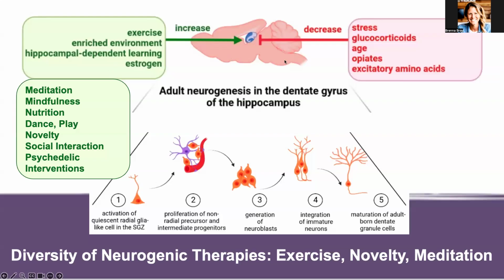Now, this is a rat brain that we're looking at here, and this is the hippocampus right here. It's just a figure of a rat brain. And on the right, we're also seeing different factors that can decrease neurogenesis. So stress, glucocorticoids like cortisol, age, opiate exposure, excitatory amino acids. So if we get overexcitation, all of these things can actually decrease neurogenesis. They can prevent or slow the process of new brain cells being born and growing and developing in the brain. And there are actually a lot of important reasons for that, and we'll get into that a little bit later.